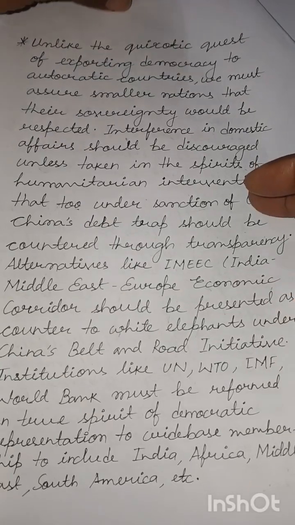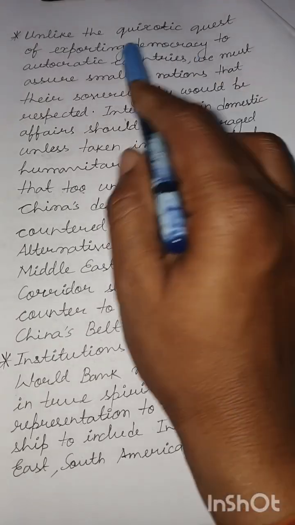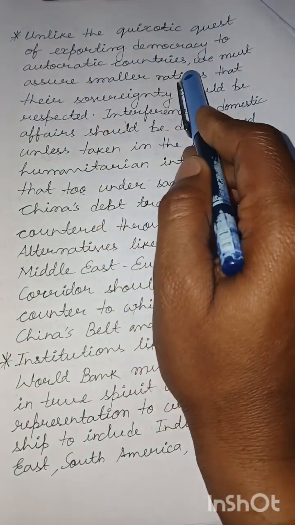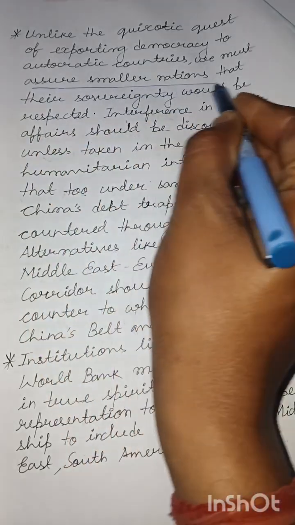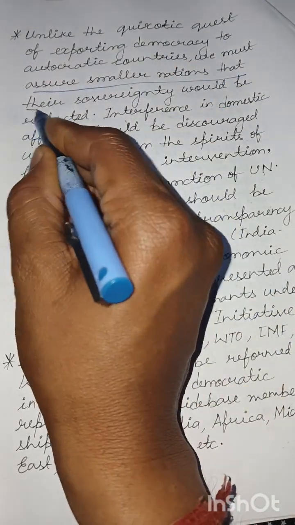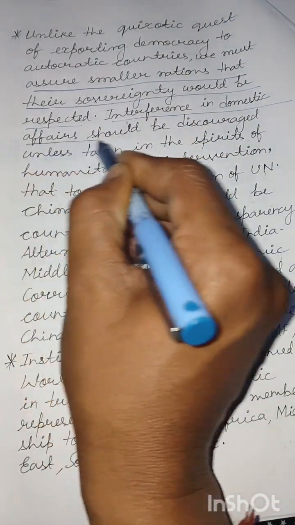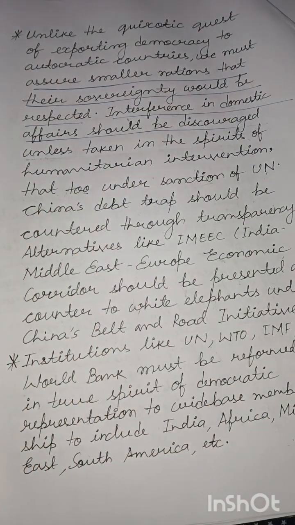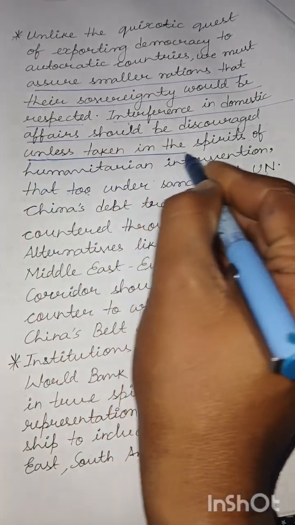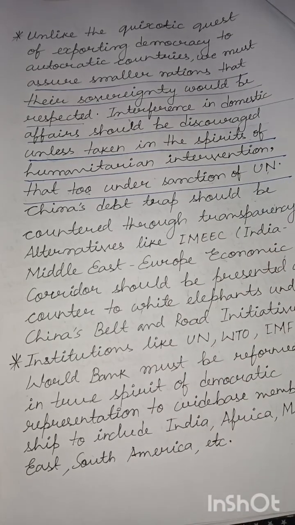Elaborating on these points, unlike the chaotic or quixotic quest of exporting democracy to autocratic countries, as was the fashion of the United States of America, we must assure smaller nations that their sovereignty would be respected. Interference in domestic affairs should be discouraged, unless taken in the spirit of humanitarian intervention, that too under sanction of the United Nations.